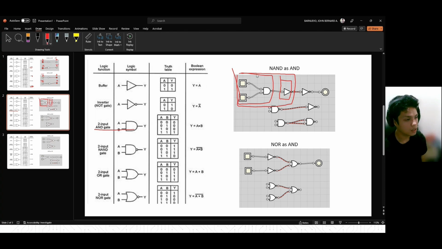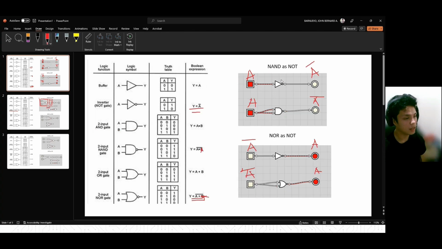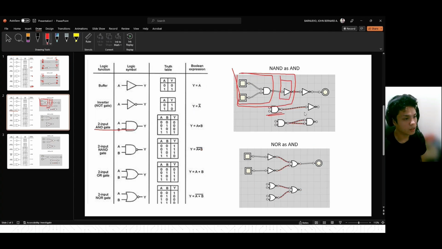So, pag i-minimize nyo na yung circuit, meron kayong NAND gates dito, which is ito yung dalawang ito. Then, meron kang isang inverter. Then, balik tayo dito sa NAND as NOT. So, pag same lang input, yung inverter mo is katumbas din ng NAND. So, pwede natin palitan tong inverter na to dito sa NAND. So, dito pa lang, mapuprove na natin yung NAND gate as AND gate. So, dito naman tayo sa NOR.